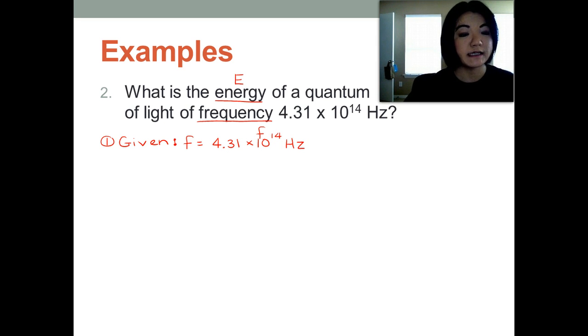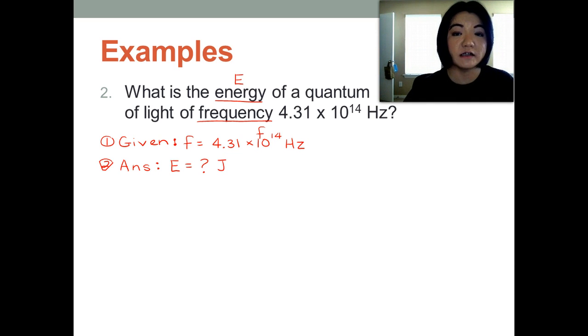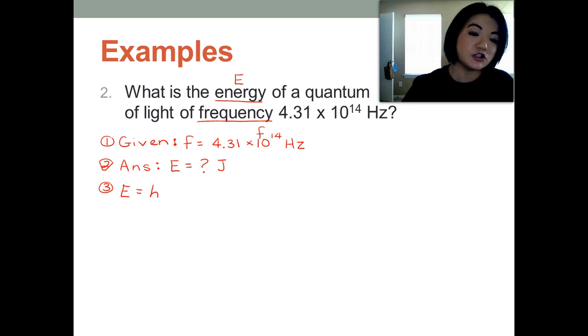Second step, the answer that I'm looking for is the energy. E equals joules. Remember that energy is measured in joules. Now the third step, go to your formula chart and look for the formula that has both F and E in it. The one that has both F and E is E equals H times F.